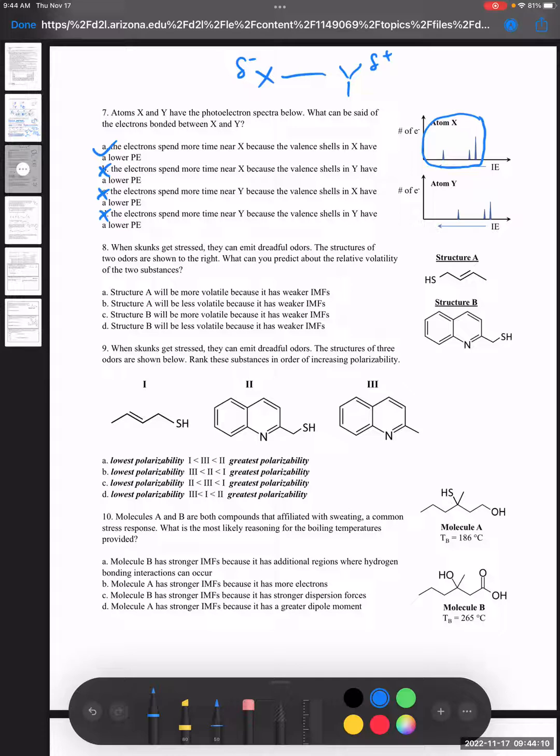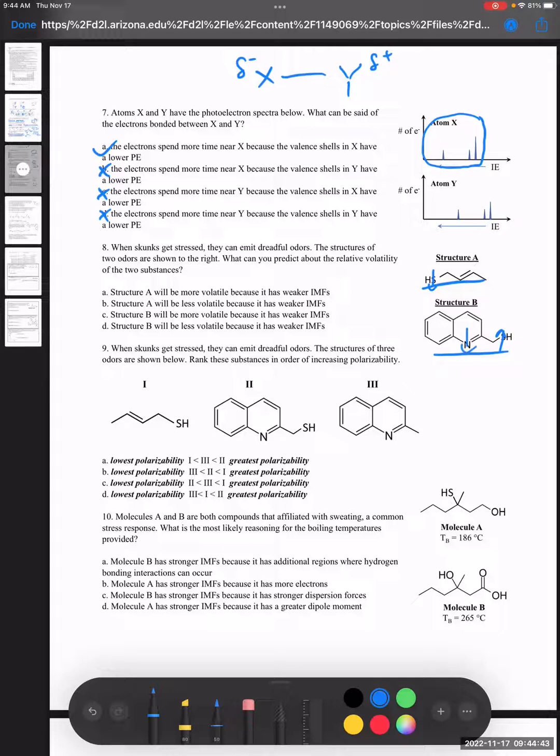Moving on to question 8. What can you predict about the relative volatility of the 2 substances? So we have one here, another one here. Both of them are polar because we have these carbon sulfur and sulfur hydrogen bonds over here, because of the SH group. And structure B is more polar because we have this extra nitrogen here as well.